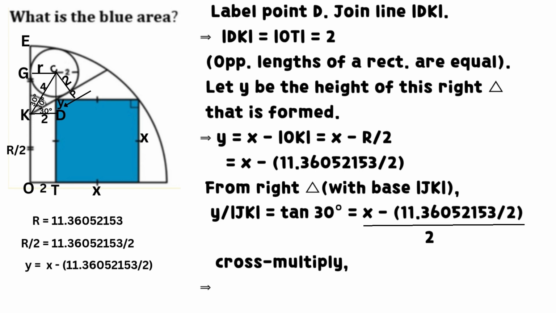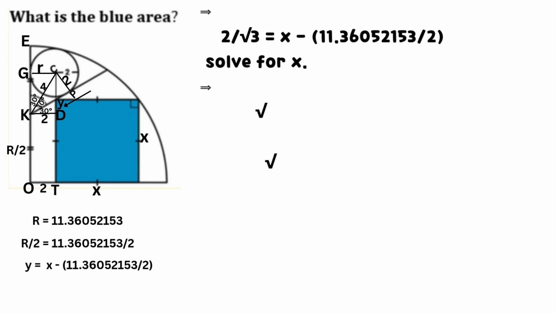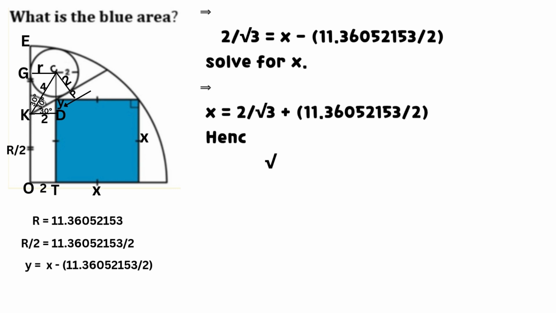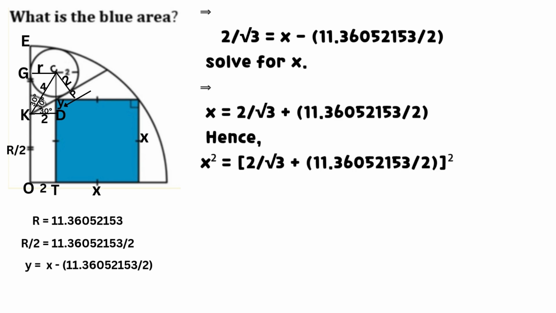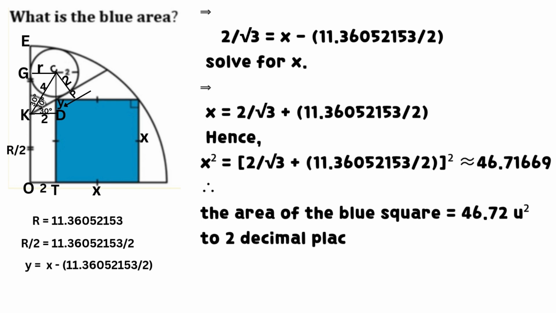Cross multiply. This implies that 2 divided by the square root of 3 equals X minus half of 11.36052153. Solve for X. It follows that X equals the sum of 2 divided by the square root of 3 and half of 11.36052153.